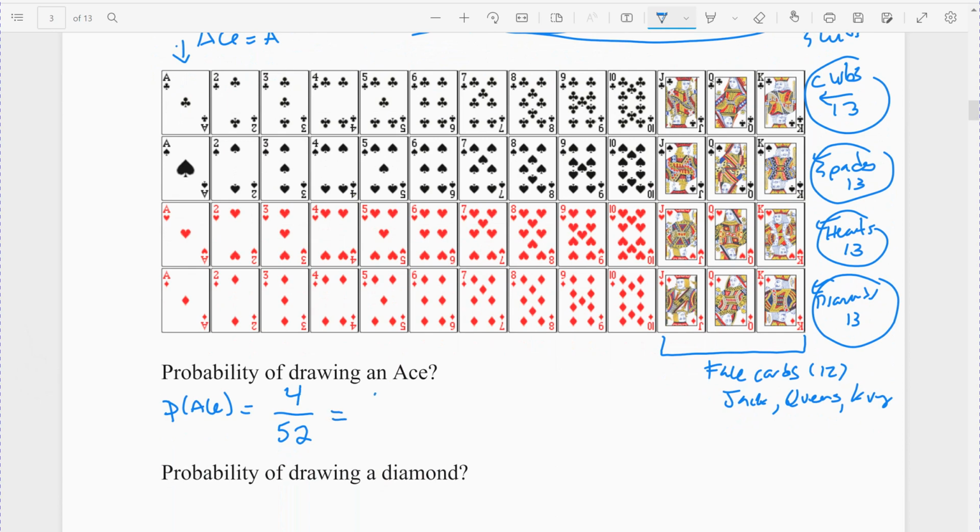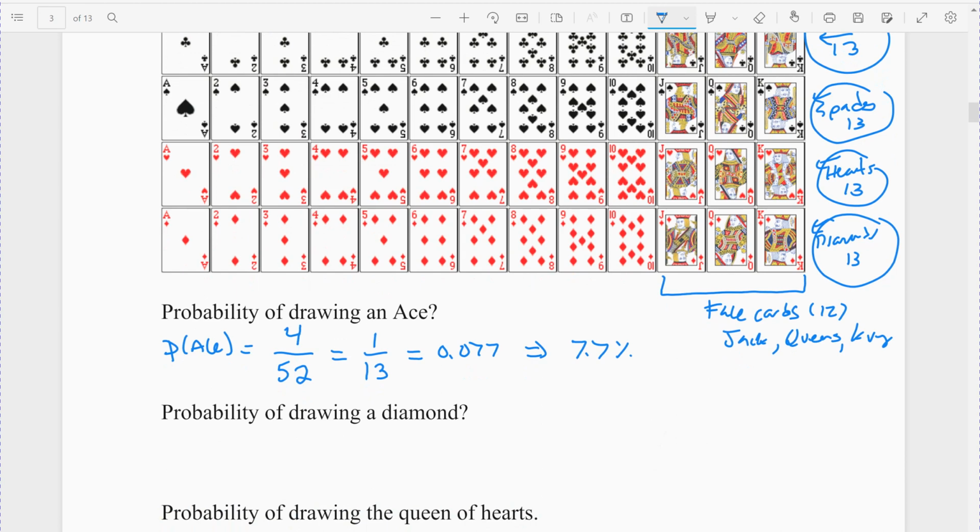If you write that as the reduced fraction, it reduces down to 1/13. If you write it as the decimal, that's 0.077, or as the percent, 7.7% chance. So 4 out of 52, which reduces to 1 out of 13 chance. And that should make sense. There's 1 in each suit, and there's 4 suits of 13. Which, again, if we write it as a decimal, 0.077, as a percent, 7.7%.